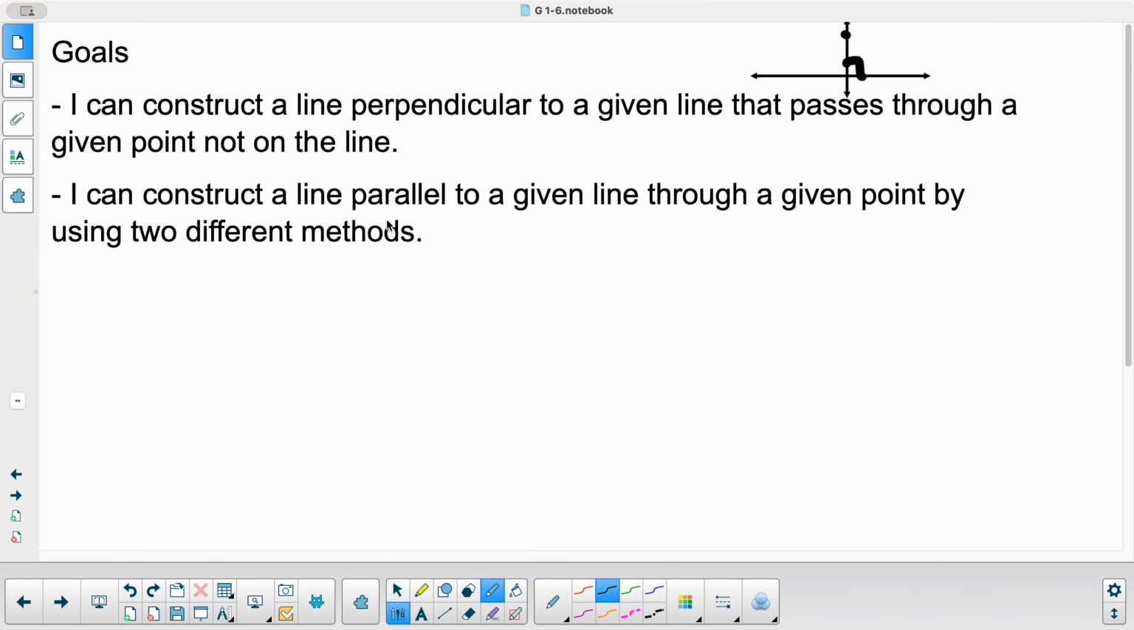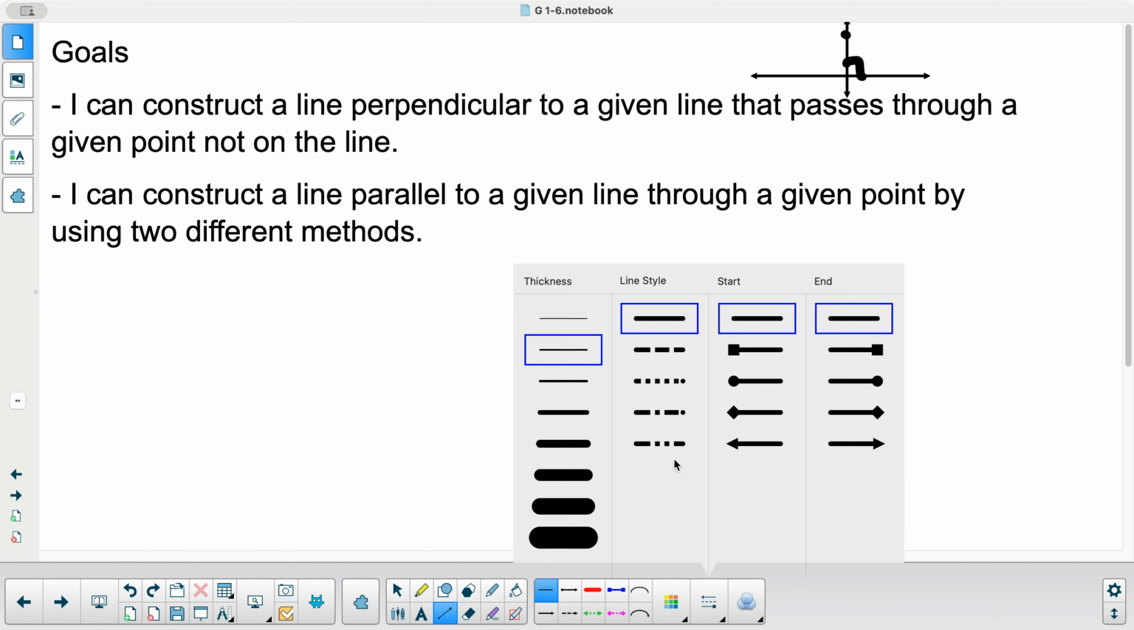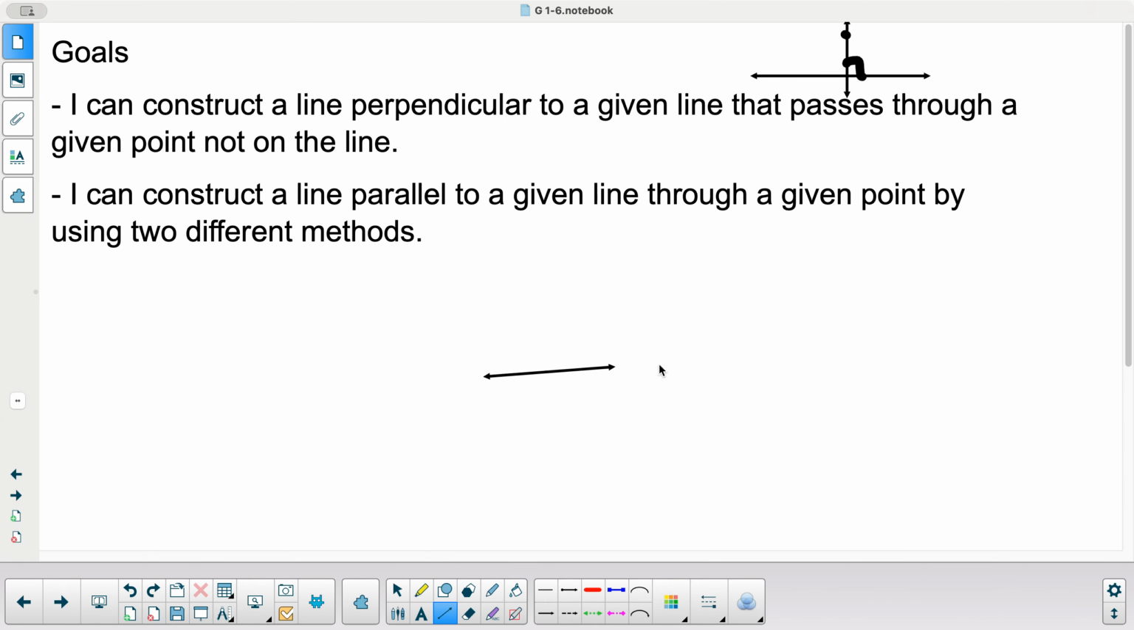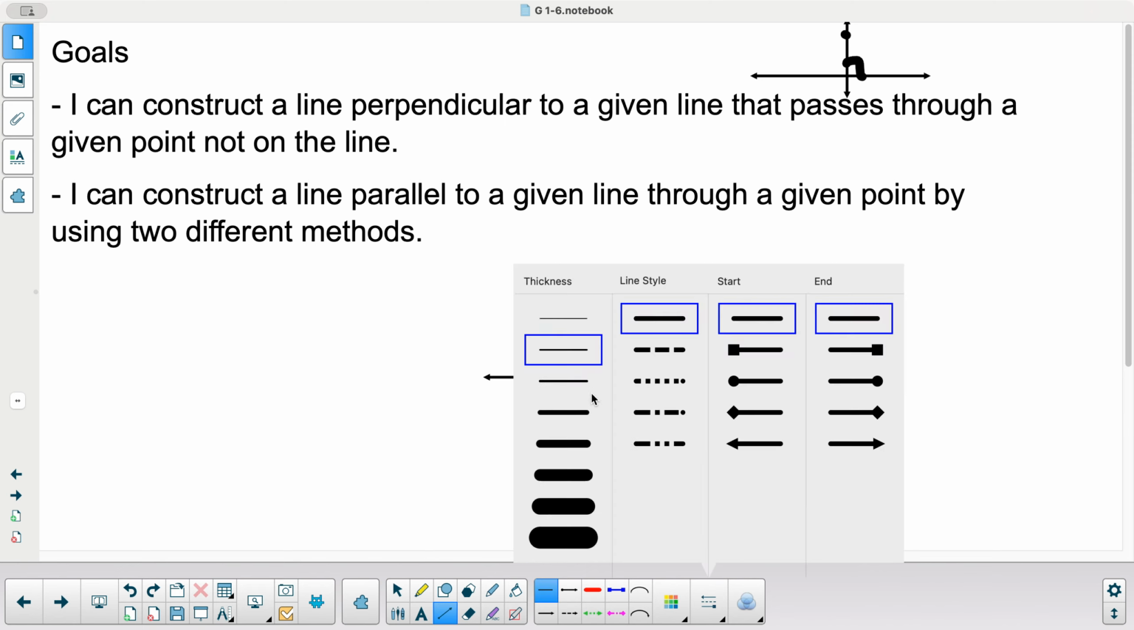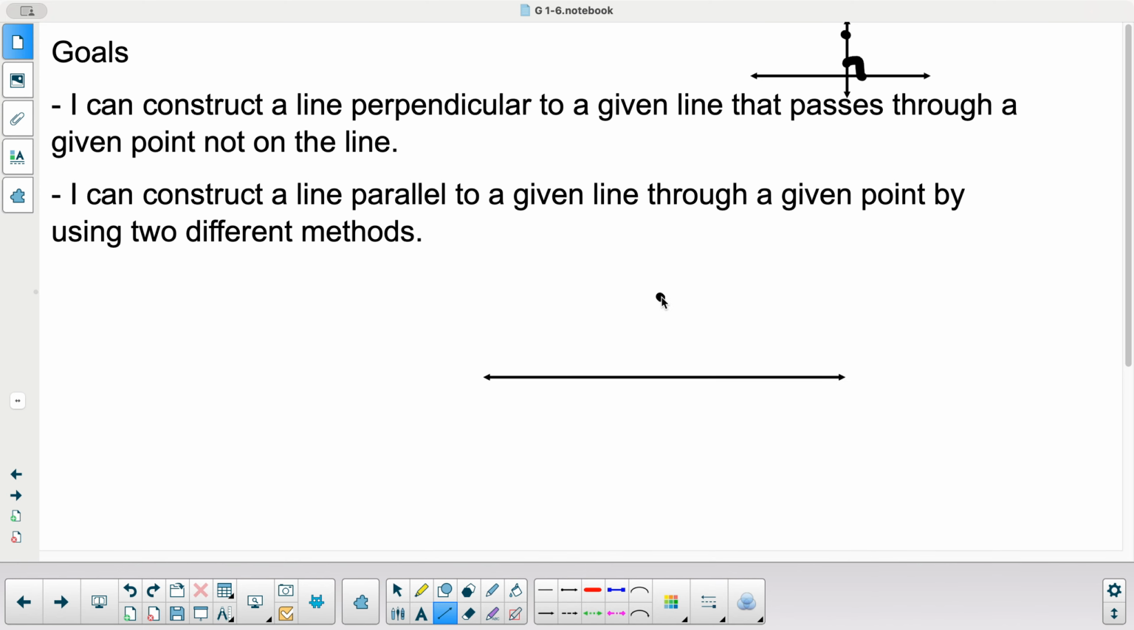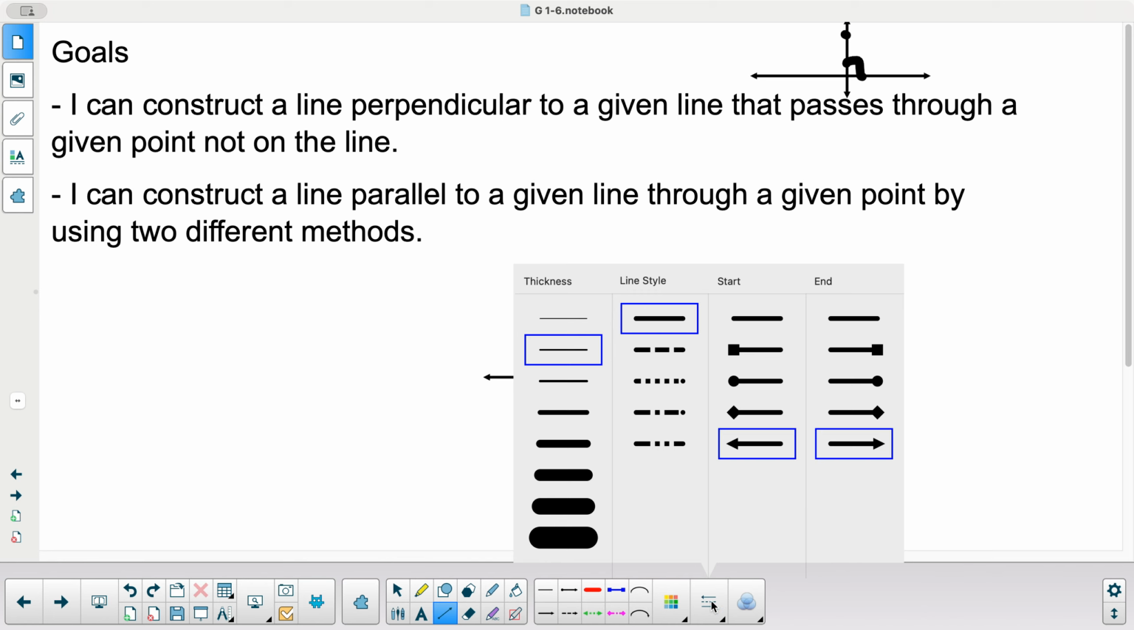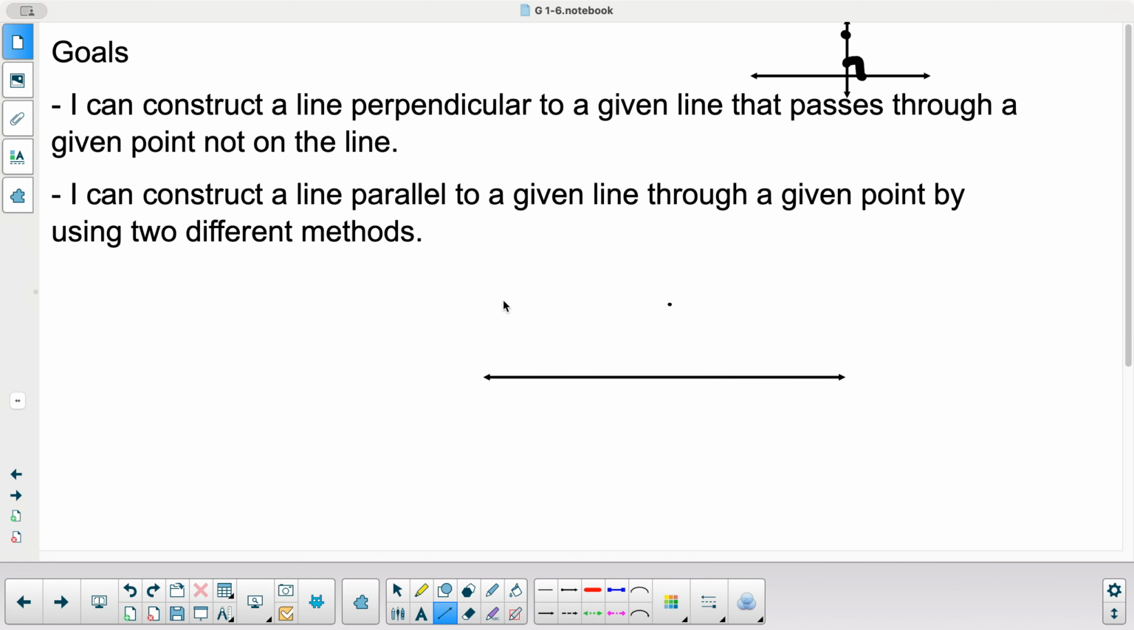All right, I can construct a line parallel to a given line through a given point using two different methods. So here is my given line. Here is my given point. So basically, I want to construct a line that passes through that point and is parallel to the given line.